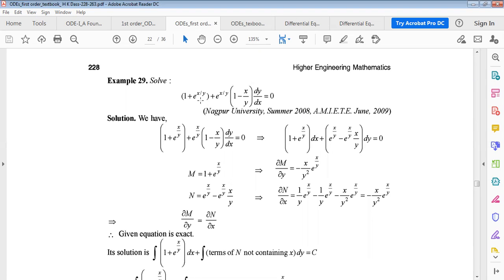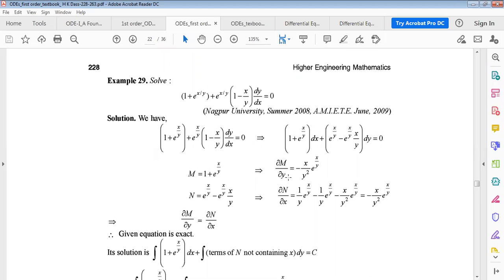Now another example for you: (1 + e^(x/y)) + e^(x/y)(1 − x/y) dy/dx = 0. Now we can write this given differential equation like this: M dx + N dy = 0, multiplying dx on both sides. Here M equals this.